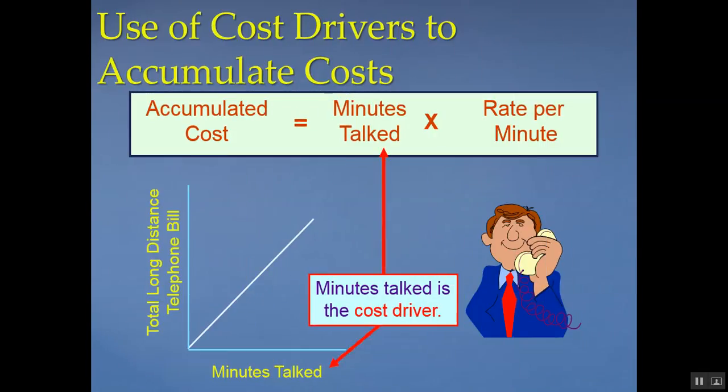So an example is when you're looking at a call center or talking on the phone. So on this axis you'll see the long distance telephone bill, and here you'll see the minutes talked. The more you talk on the phone, the higher the price is going to be. So the cost is actually equal to the minutes talked times the rate per minute. So minutes talked is the cost driver, and then you calculate the rate per minute to calculate your total cost.